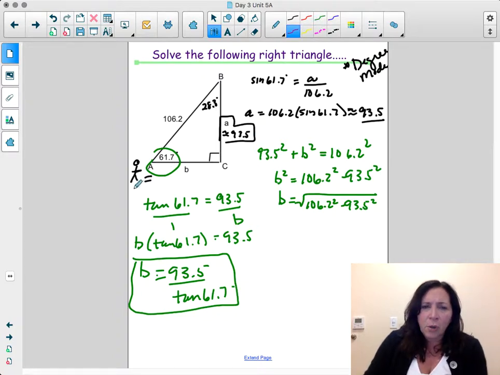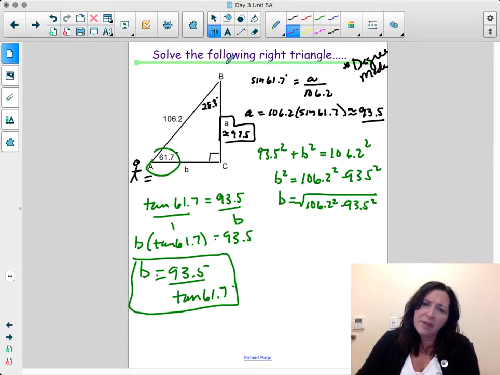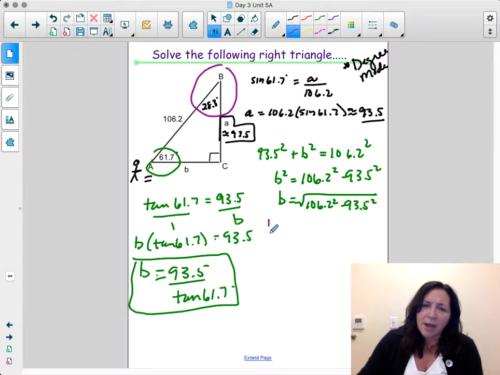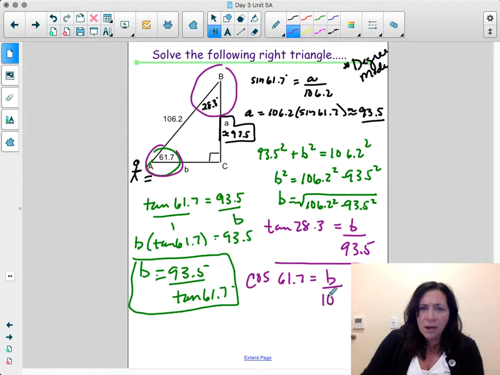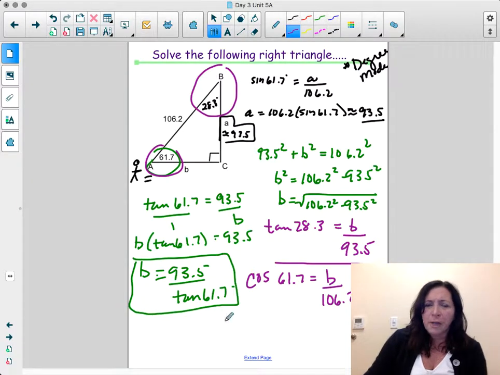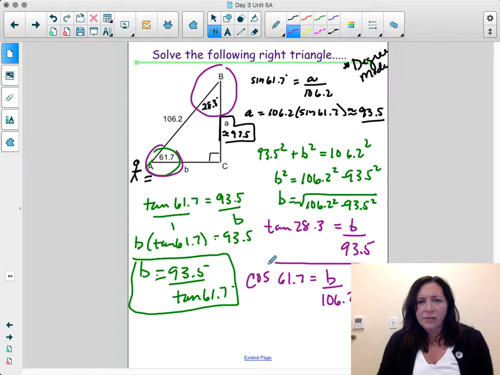Another option for finding little b might be to use tangent from this angle right here. I could say tangent of 28.3 is equal to opposite over adjacent, which is 93.5. Solve for b. Another option, go back here, and I'm going to use cosine. I could say cosine of 61.7 is equal to adjacent over hypotenuse and cross multiply. So you have a lot of options to find little b.